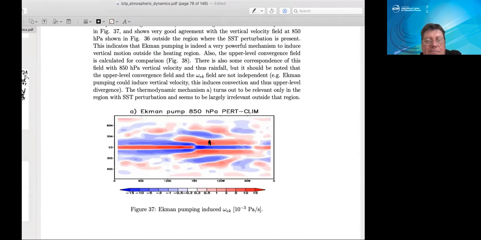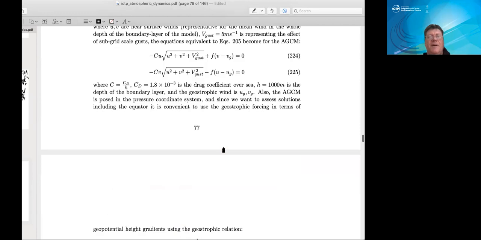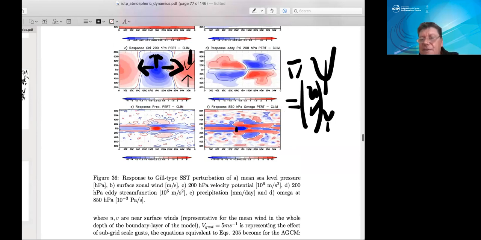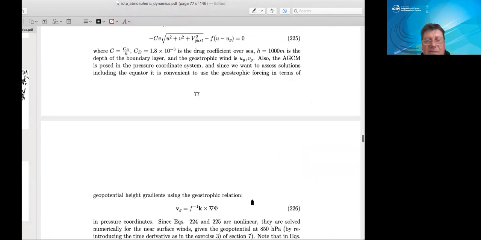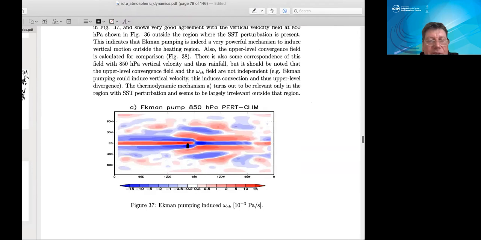So this is the Ekman pumping induced vertical velocity at the top of the boundary layer, which is about 850 hectopascal in the model. And if you compare this field, which looks very, very symmetric, right? Extremely symmetric. If you compare this field with the real observed, model observed vertical velocity, they match extremely well. I mean, a little bit less symmetric, but otherwise extremely well matching. Apart from the region where obviously we cannot explain the vertical velocity by Ekman pumping, which is the region where we have imposed the sea surface temperature perturbation and the heating. But outside, there's a very good match.